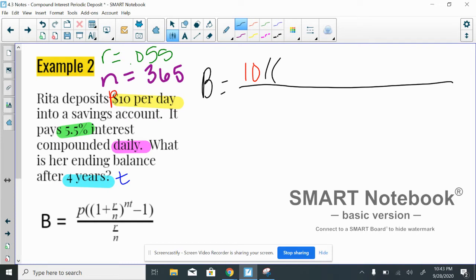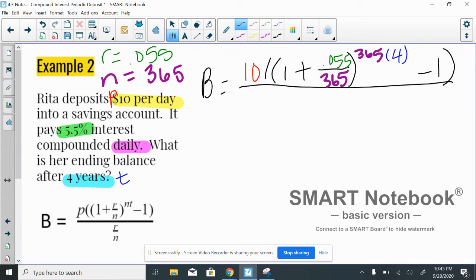Open up those two parentheses, and you have 1 plus the rate divided by n. So on this one, I'm going to have my rate of 0.055 divided by the n value of 365. And then your end parentheses and your nt exponent there is going to be 365 times your time value of 4. It's all about just plugging it into the right spot, okay? So now we need to have that -1 on the end with parentheses.